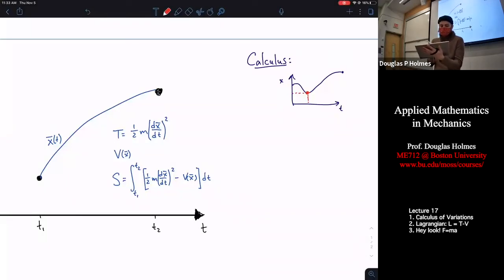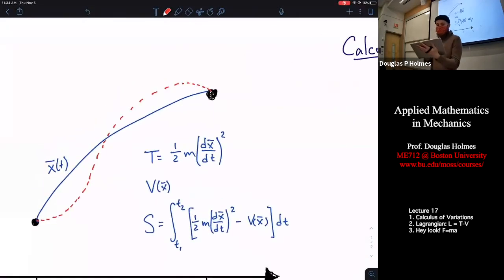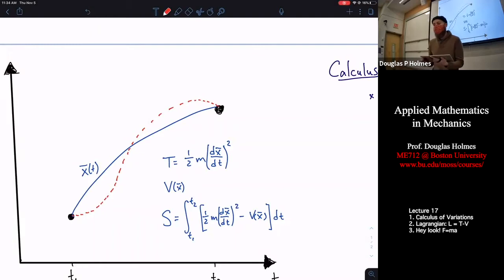So I can say, this is my shape, but let's take my curve, x bar of t, and let's add to it another function multiplied by a really small number. So we're barely perturbing our actual solution. I'm going to draw it exaggerated. I'm going to say it looks like this. But you could imagine that being infinitesimally close to the actual curve. Okay, so my red curve is different than my blue curve. My red curve is not the actual path that the ball takes. We'll call my red curve x of t.